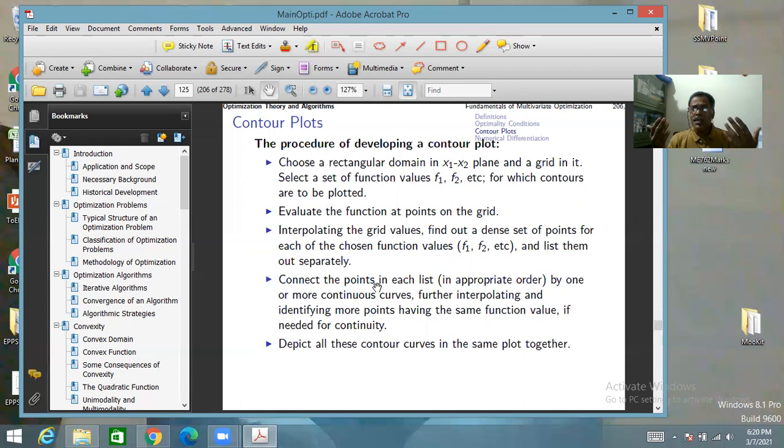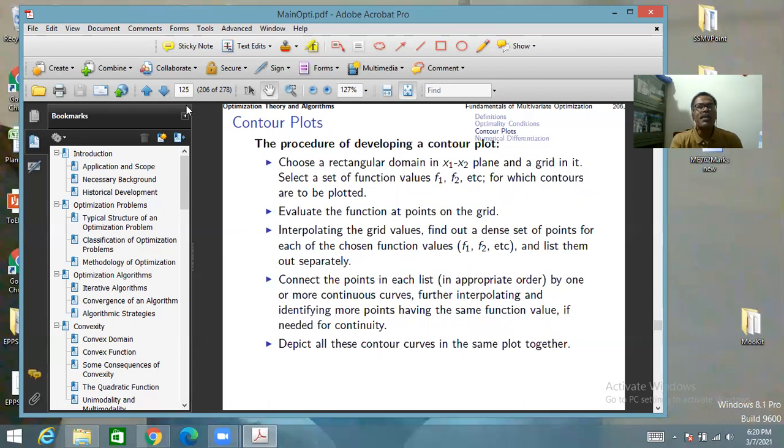Now, plot all these curves, curves for f1, curves for f2, curves for f3, with annotations of the f1 value, f2 value, etc. on the same plot, and you have got a contour plot. Now, this is a lot of work. You will not agree to do it.